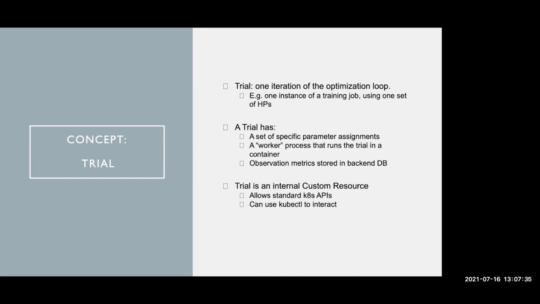The other concept is the trial. A trial is one layer on top of the suggestion. Once you get a proposed solution to a hyperparameter problem, the trial encapsulates that, and you start a worker process for it. Finally, the worker process emits metrics and they are stored in the backend DB. That's what the trial does. There is one trial for a particular suggestion, so it is a one-to-one mapping.